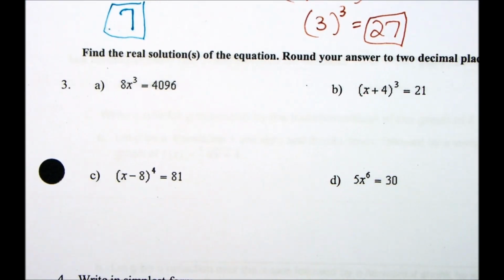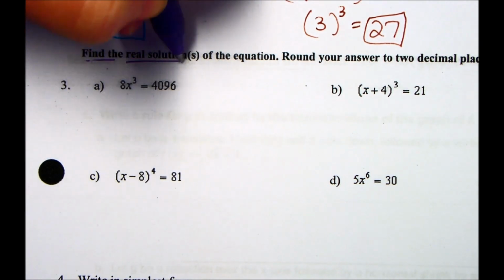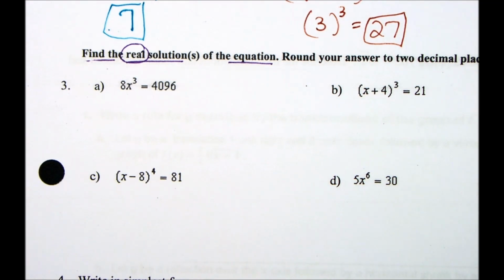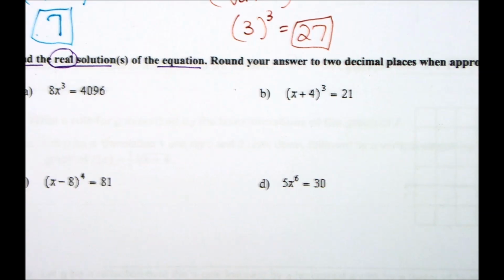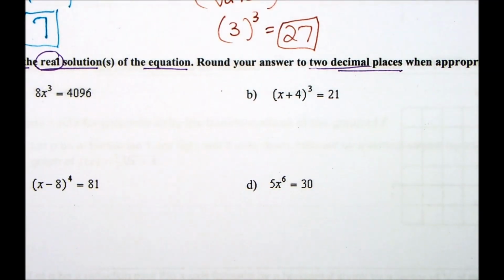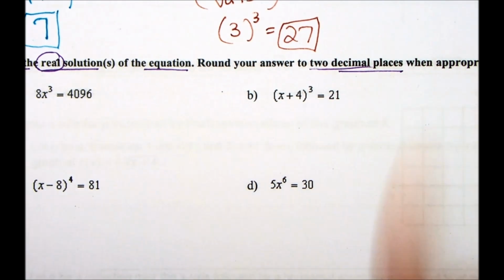Okay, now we have some equations. For equations, when you have an even root, you are going to have a positive and negative. So you're finding the real solutions of the equation. But again, it's real solutions, so we are not going to be having any imaginary numbers. And they're asking us to round your answer to 2 decimal places, or 2 significant digits, or the hundredths, whatever you want to call it, when appropriate.